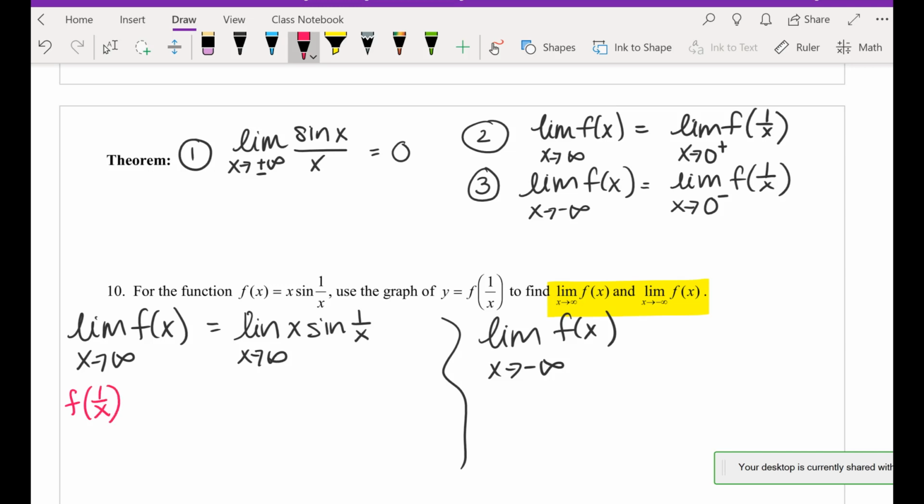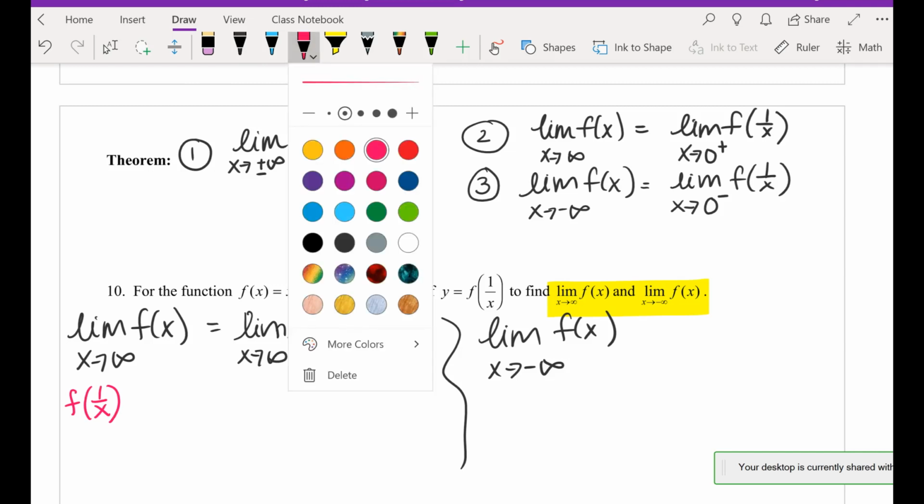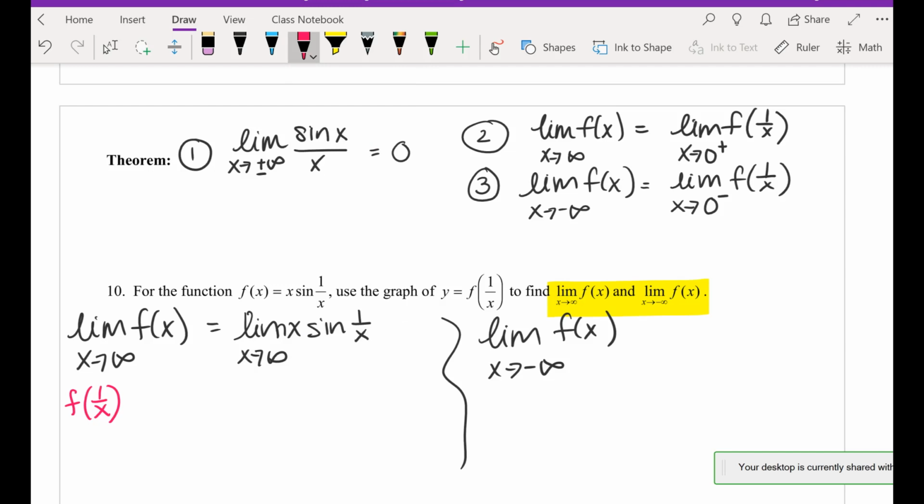Yes or no? What do you do, by the way, when I say find f of 1 over x? What is f of 1 over x? What does that even mean? Find f of 2. What do you do? Plug 2 in for x. Find f of 1 over x. Plug in 1 over x for x. That's all that is. Okay.